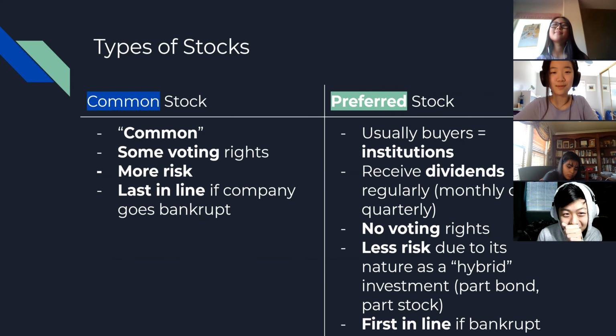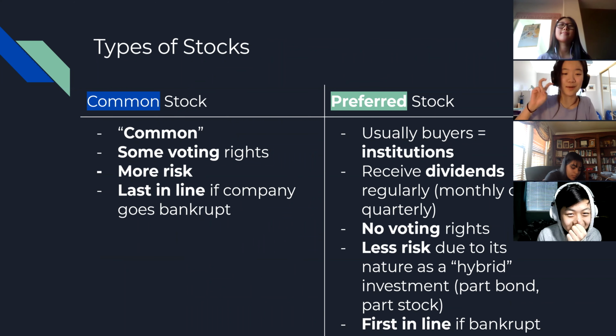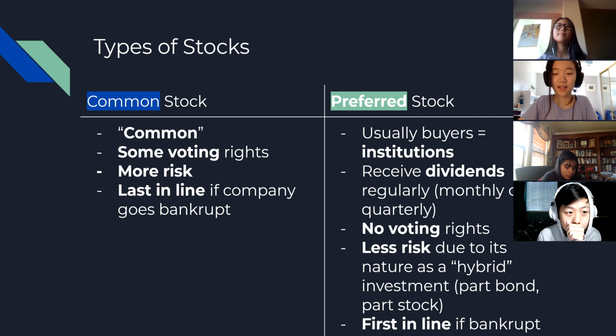Okay, so there are two types of stocks, common stock and preferred stock. Common stock is common because it's what you usually buy and what people most refer to. It gives you some voting rights, so if you own a stock in a company, you have a vote on that company's big decisions. Sometimes those decisions can impact the price of shares someone owns, and the more shares you have, the more voting power you get.